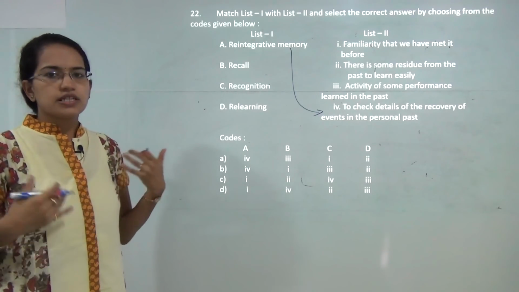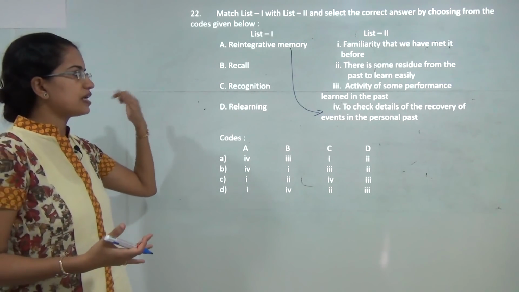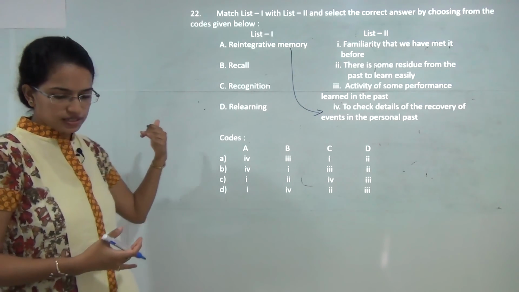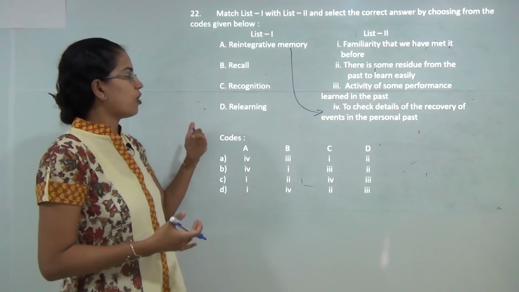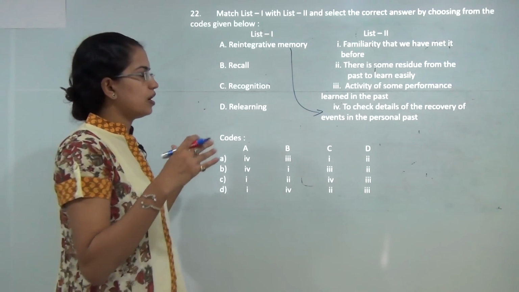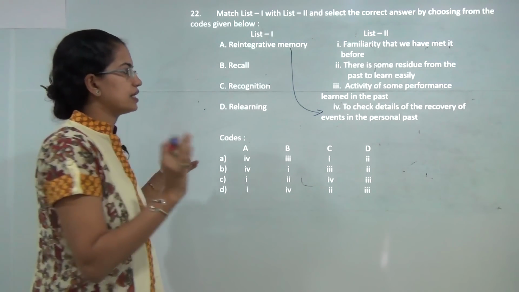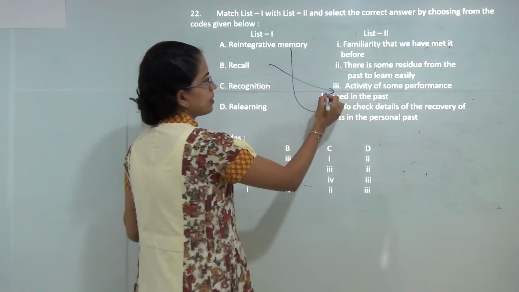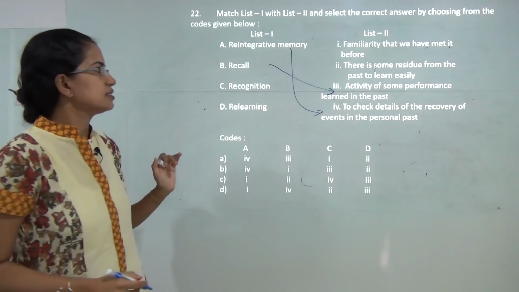So that is what reintegrative memory is. You are trying to reintegrate the things that happened in the past. The next is recall. You are trying to learn something that happened in the past, so it is the activity of some performance that has been learned in the past.